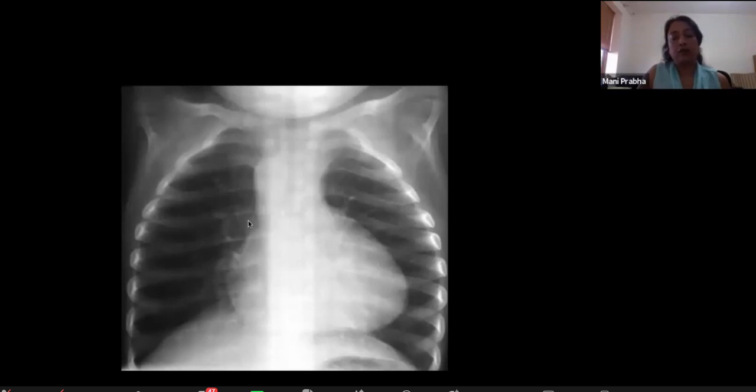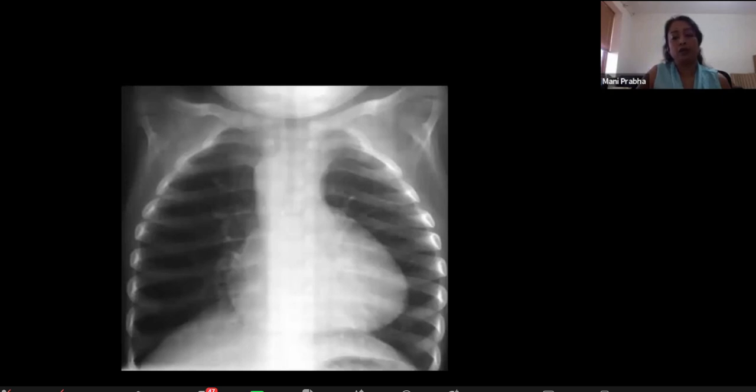And then the cardiac size is not enlarged. And then moving on to the aorta, the aortic knuckle is seen on this side, on the right side. So the aorta is on the right side. And if we look at the main pulmonary artery, it is not seen. It is causing a sort of pulmonary bay. This is the pulmonary bay.